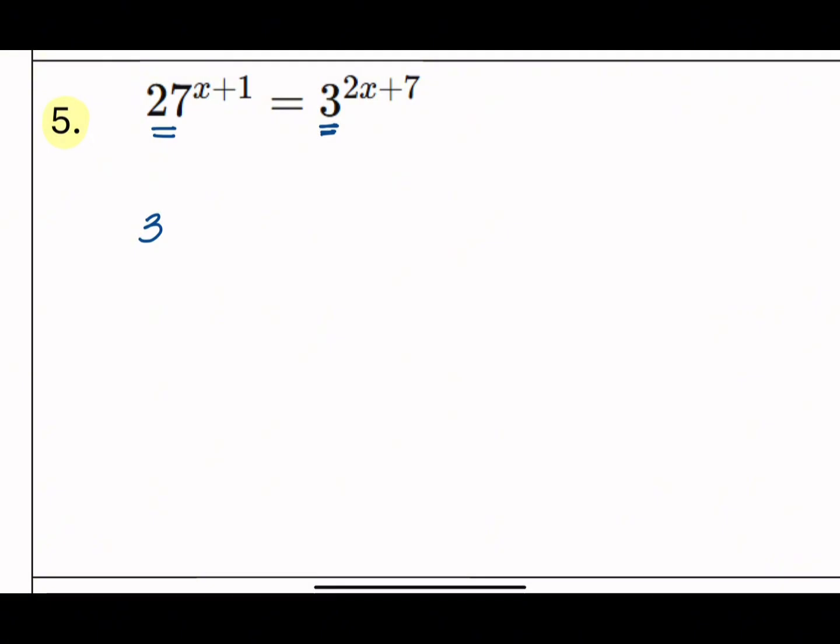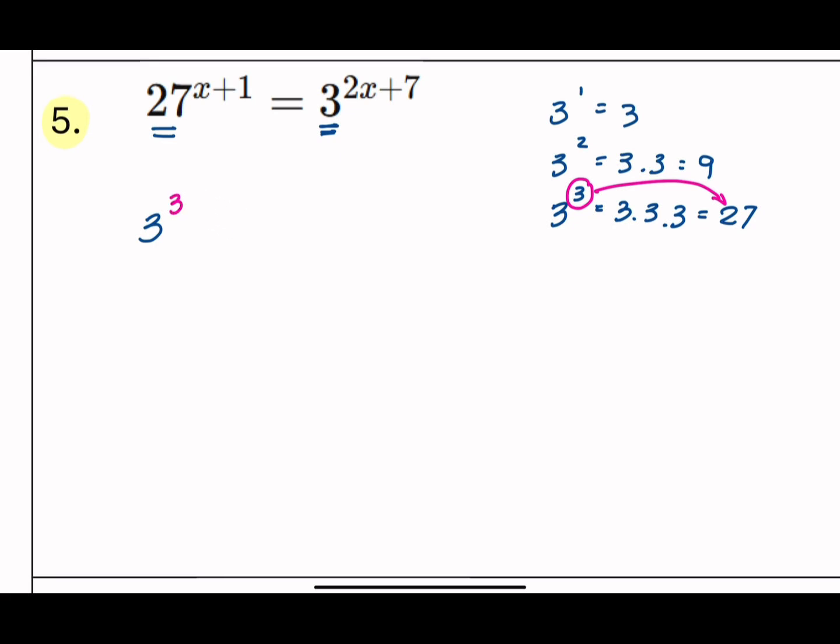Now, 3 raised to what number gives me 27? 3 raised to 1 is simply 3. 3 raised to 2 means 3 times 3, which is equal to 9. What about 3 raised to 3? 3 raised to 3 is 3 times 3 times 3, which is 27. So 3 raised to 3 is equivalent to 27.